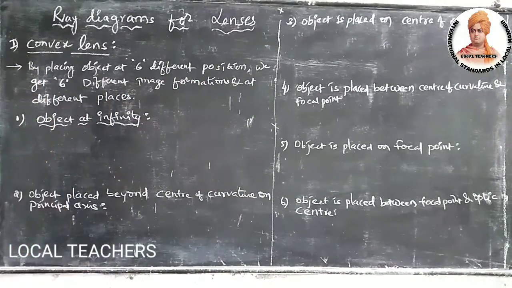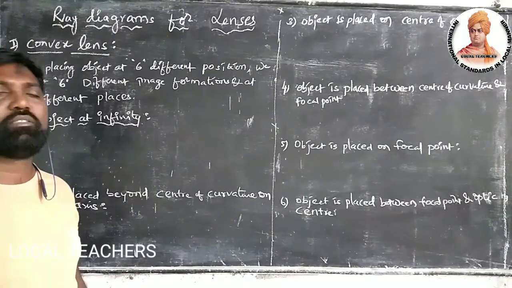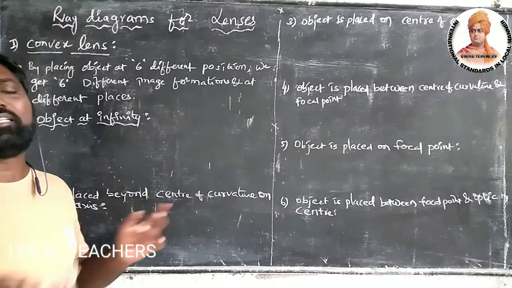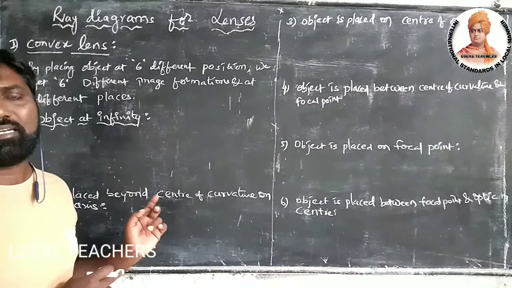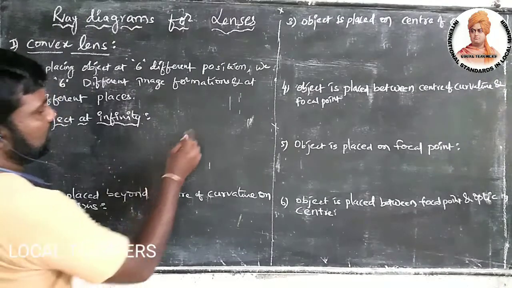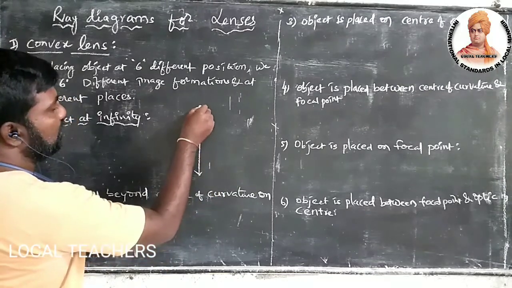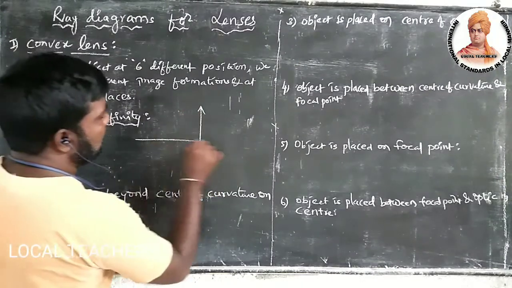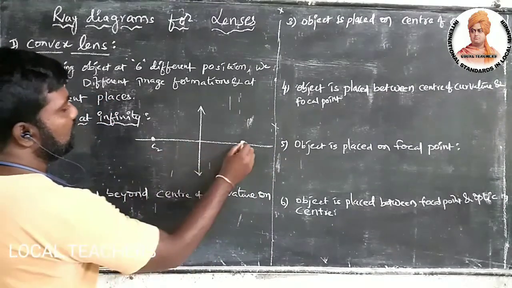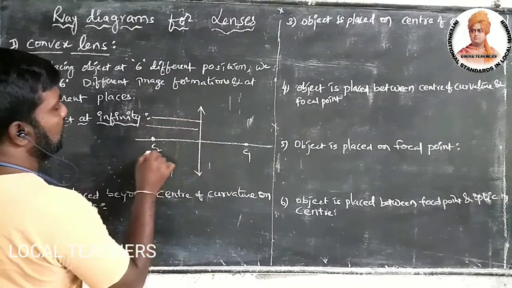Position 1 is nothing but the object placed at infinity. As we easily know, when the object is at infinity, the image is formed at its focus. So let us draw the ray diagram for that. This is a convex lens, this is its principal axis, this is C2, and this is C1. We have the parallel rays.